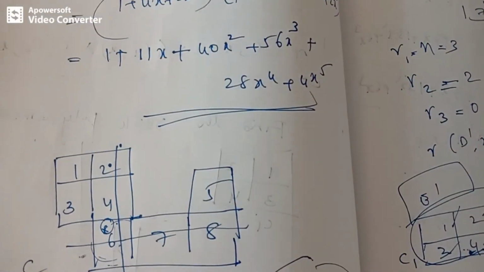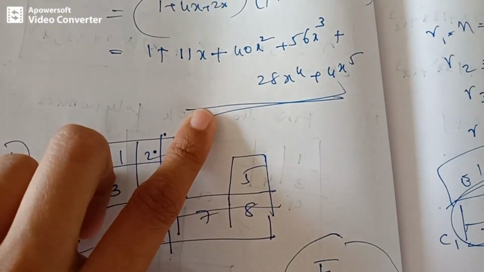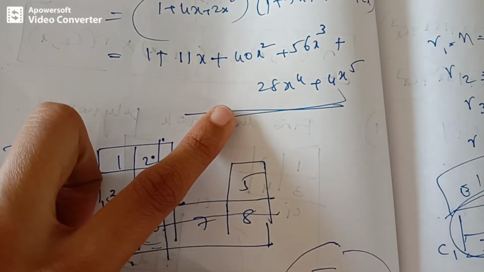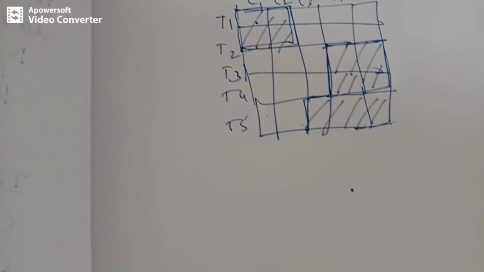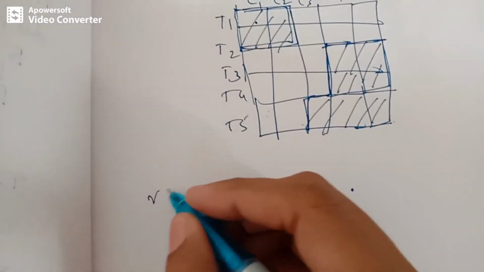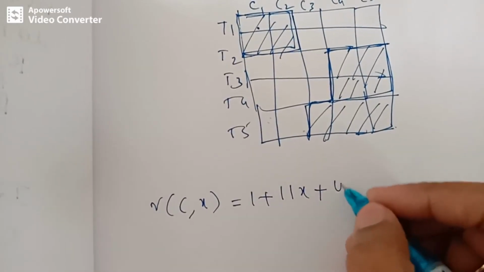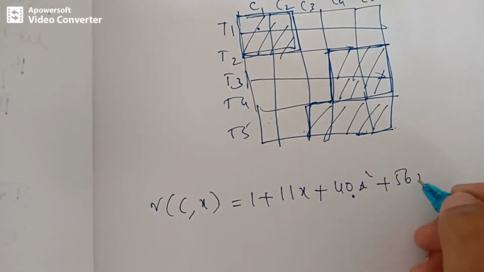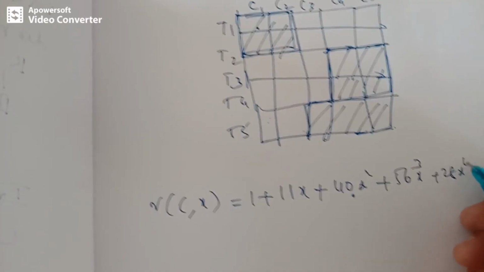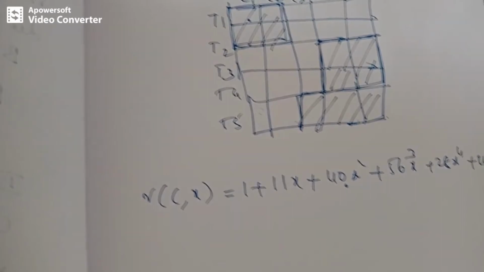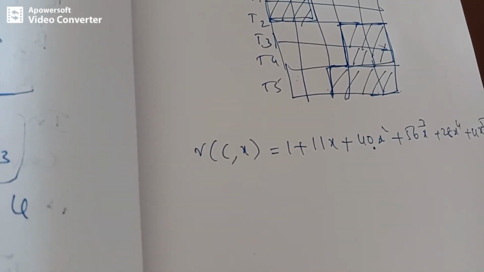It is found to be 1 plus 11x plus 40x square plus 56x cube plus 28x raised to 4 plus 4x raised to 5. So I am just writing that over here, but in the exam you need to recalculate them separately. So what will be R of C comma x? R of C comma x is 1 plus 11x plus 40x square plus 56x cube plus 28x raised to 4 plus 4x raised to 5. So this is the rook polynomial we have found out previously.